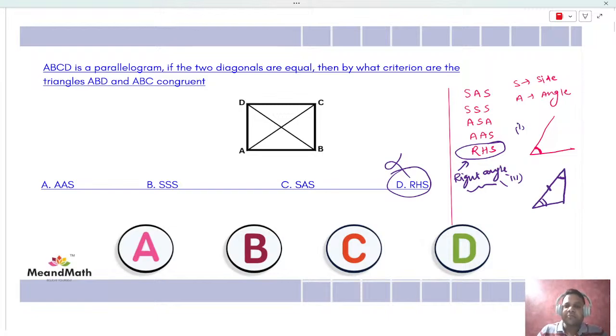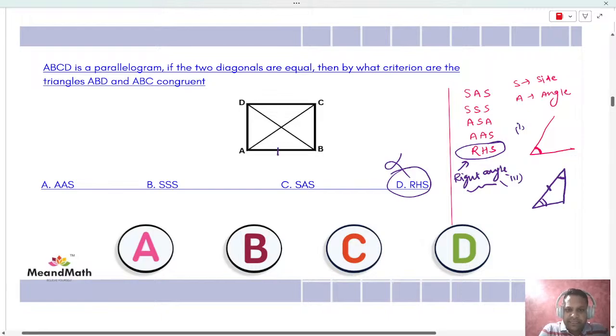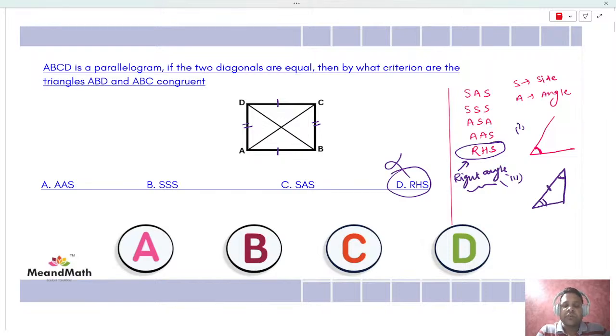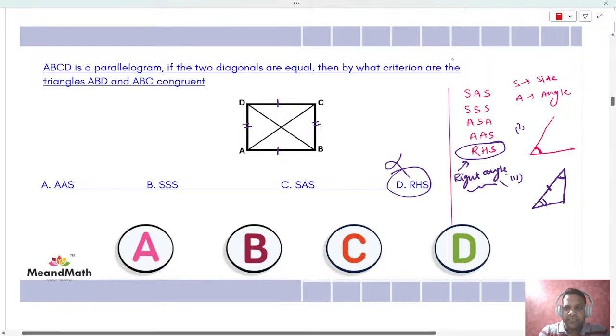तो दो क्राइटेरिया, ये क्राइटेरिया हमारा चला गया ना. द ऑप्शंस ए बी सी तीनों में से एक ऑप्शन हो सकता है. वी विल कम टू द क्वेश्चन. AB is equal to CD and BC is equal to AD. This is the property of a parallelogram. Now we are talking about the triangle ABD. Triangle ABD, this one triangle. And the second triangle is triangle ABC.